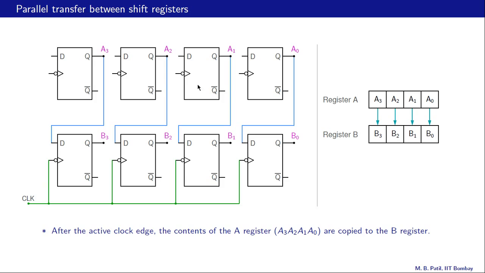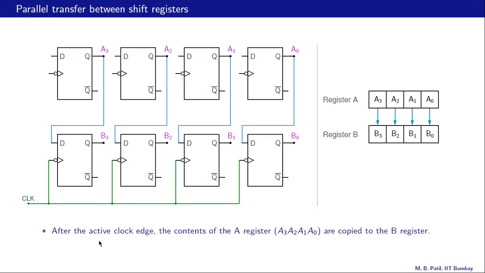Here is our register A. The outputs of these flip-flops are A3, A2, A1 and A0. Here is our register B, and the outputs of the flip-flops are B3, B2, B1, B0. What we have done is we have connected the output of this flip-flop, which is A3, as the input of this flip-flop here, that is D. Similarly, we have connected A2 as the input of this second flip-flop, A1 as the input of this third flip-flop, and so on.